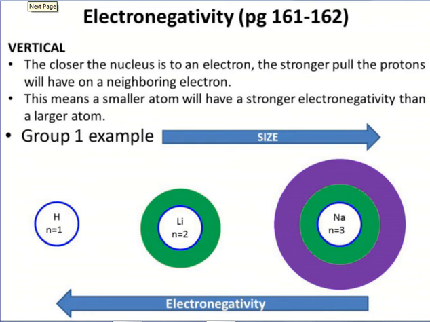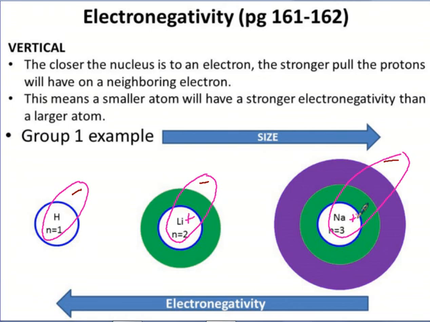So, same example here of group 1. If I've got a neighboring electron that's here, a neighboring electron that's here, a neighboring electron that's here, the smallest atom is going to have the strongest pull because the electron is closest to the protons. So as the size gets bigger, the electronegativity goes down and gets less, and inversely, as the size is smaller, the electronegativity is higher. Let's draw this on.